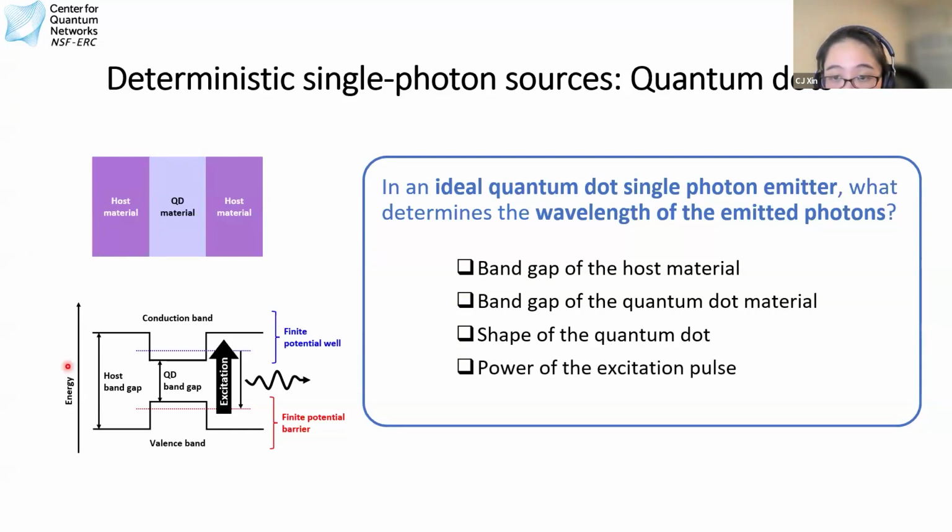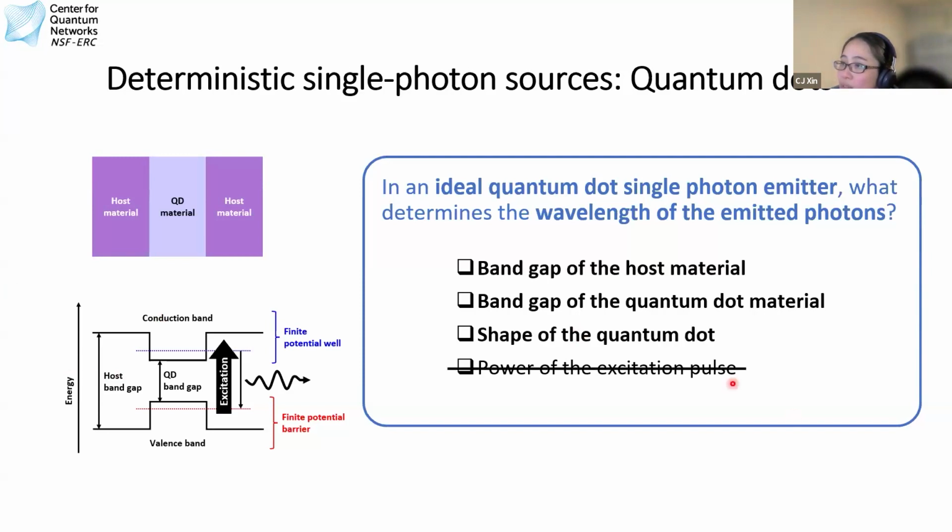Share results. So most of you got that the band gap of the quantum dot material matters. Slightly smaller than the majority of you said that the band gap of the host material matters. The shape of the quantum dot, only 30% of you. Okay, so let's go to the next slide. In bold are the things that matter.